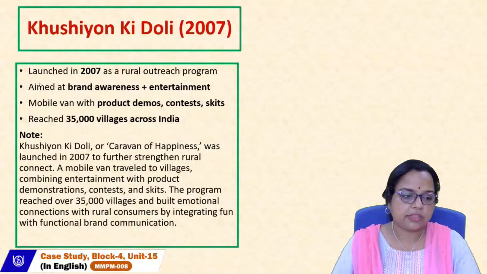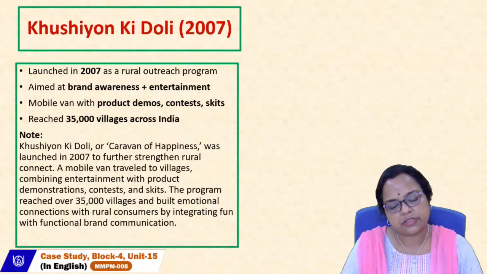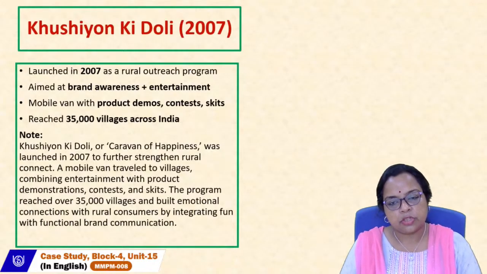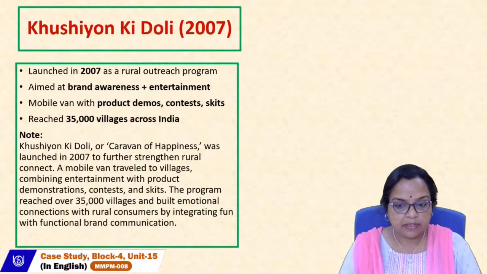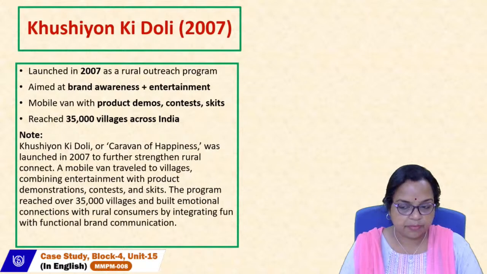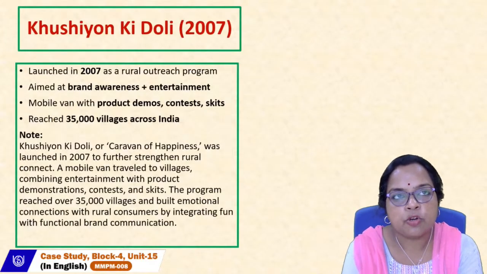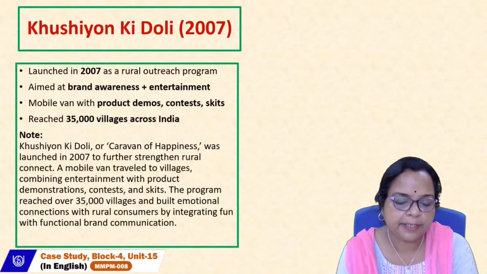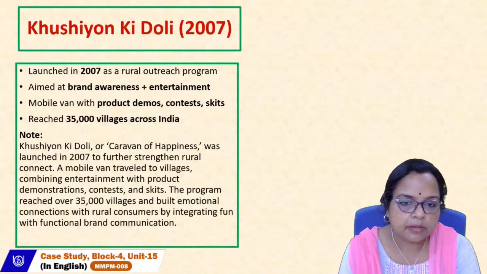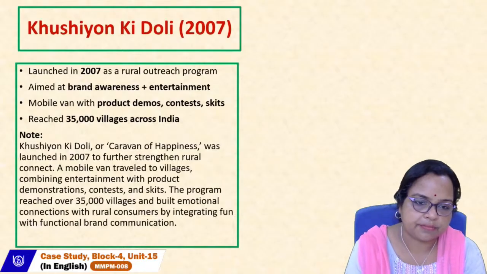Khushiyon Ki Doli in 2007. You understand the market, the company is consistently researching the behavior of the customers. They introduce many models. They are not exiting from this particular type of initiative. They kept on innovating their distribution strategies, and in the year 2007 they introduced again Khushiyon Ki Doli, or the Caravan of Happiness, to further strengthen the rural connection.